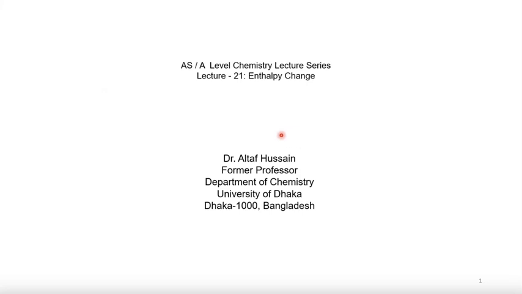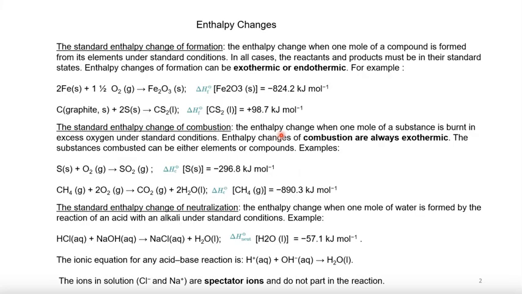I plan to prepare a series of lectures on AS and A-level chemistry, and I have already delivered 20 lectures on the AS syllabus of chemistry. This is the 21st lecture, and we were talking about enthalpy change. In the last lecture, the 20th, we finished by saying what standard enthalpy changes are. So next slide, we will continue talking about this.